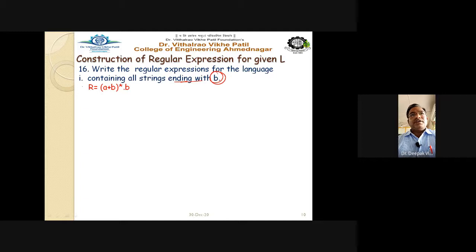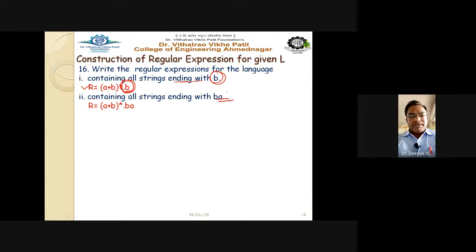So it is very simple. I can write the regular expression R equal to (A plus B) raised to star closure dot B, meaning whatever the string is, it always ends with the B character or B alphabet, right? The second sub question: write the regular expression for the language containing all strings that end with BA. Again, the same one, that is R equal to (A plus B) raised to star dot BA, meaning the string always ends with these two letters BA, right?